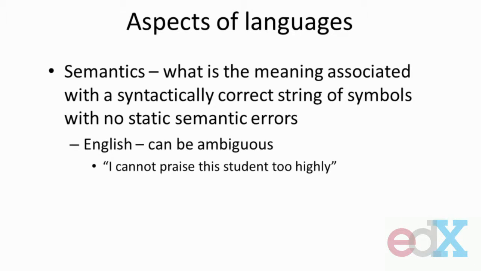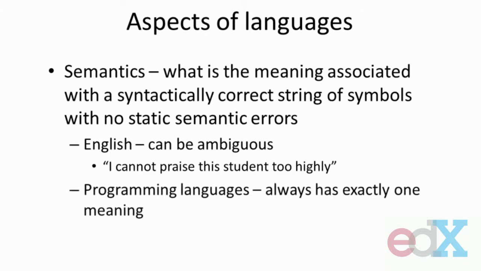And one can be seen in a somewhat sarcastic manner as basically saying, it is impossible for me to praise this student. The meaning comes from other things, like context or intonation or those kinds of things. So in English, the semantics often is straightforward, but sometimes is interesting. In programming languages, we're going to see that we always have exactly one meaning associated with a legal expression.